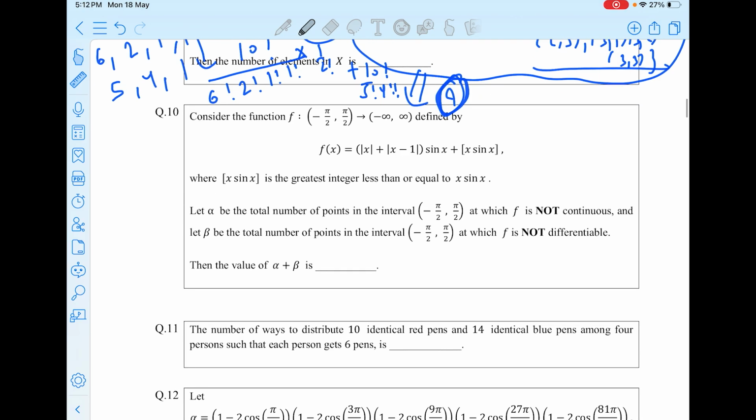Okay. If you know about equivalence class, relation and function, we have studied what is equivalence class. Okay, it's related to that. Then consider this function and this function.